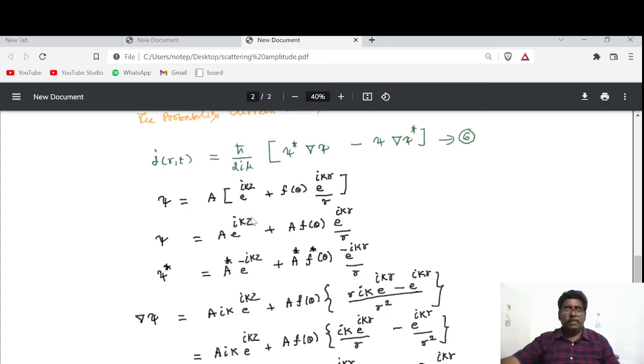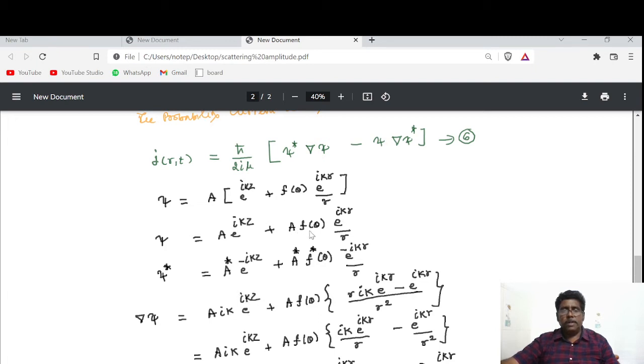Find out the grad psi, that is the differentiation of this. If you differentiate the first term, we can get e^(ikz) into ik, then A. See here, if you differentiate e^(ikz), we get e^(ikz) into ik. A is a constant, so we keep this constant as such. Differentiation of e^(ikz) is e^(ikz) into ik.